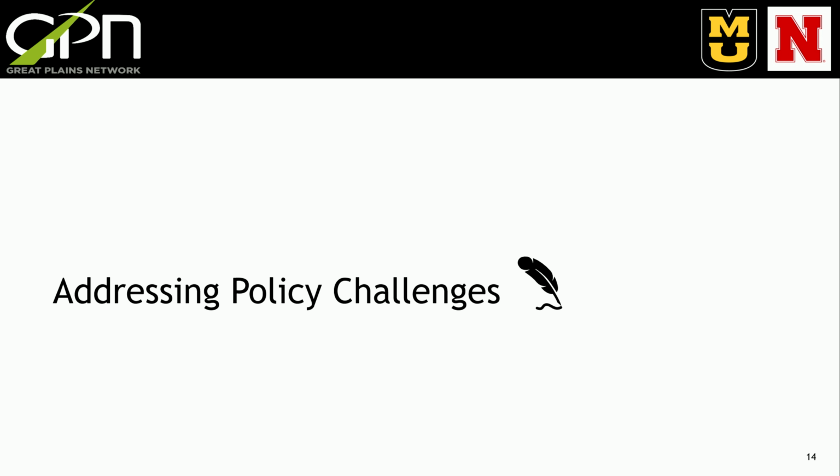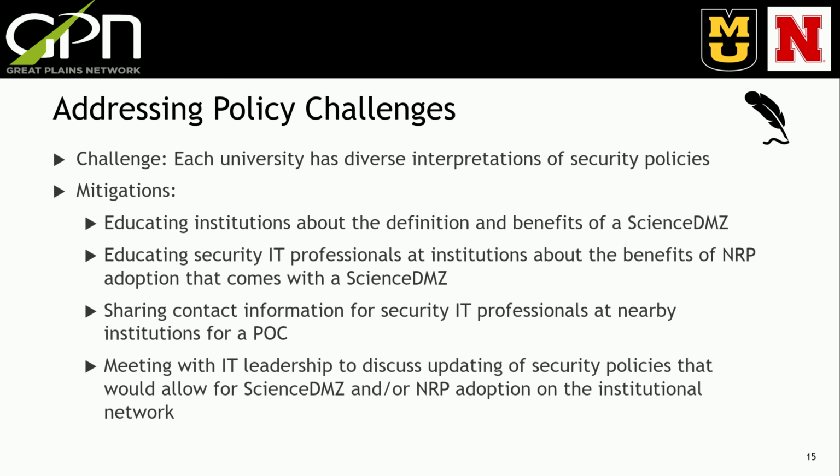And so then finally, the last family of challenges that we want to talk about were policy challenges. The first policy challenge we identified was that each university has a diverse interpretation of security policies. The way we mitigated this was by educating institutions about what it is if they haven't heard about it, and if they have, then educating them more about the benefits.